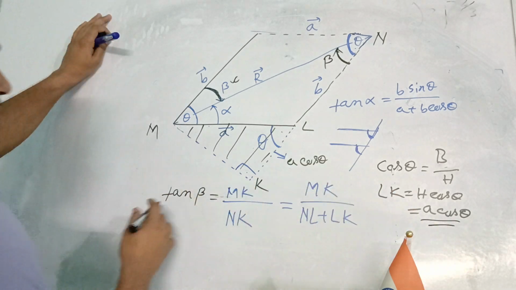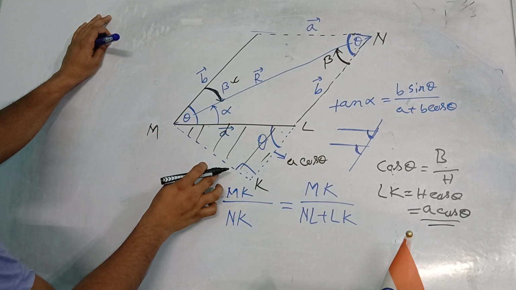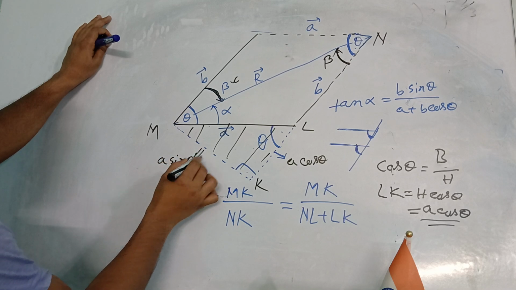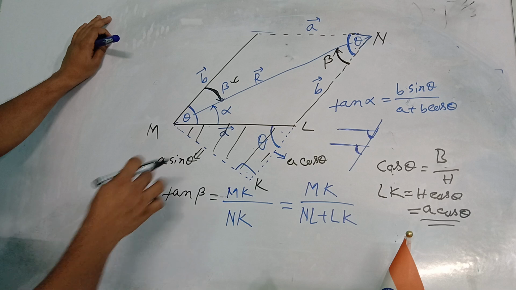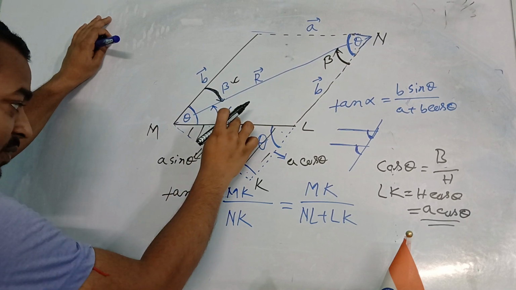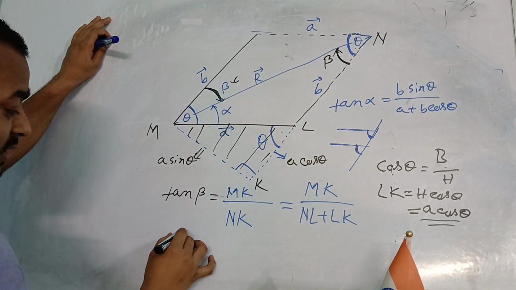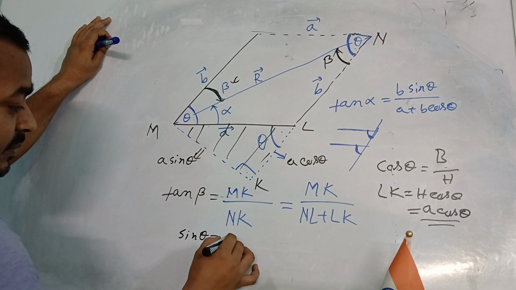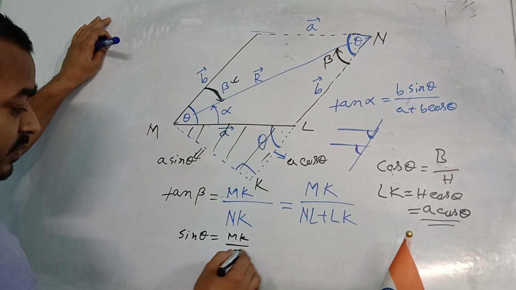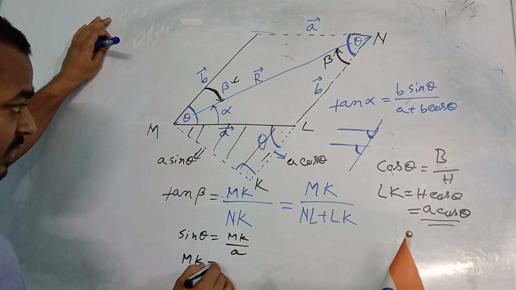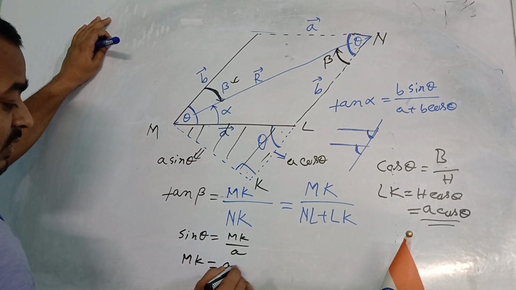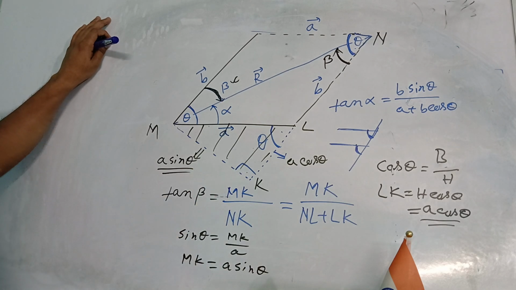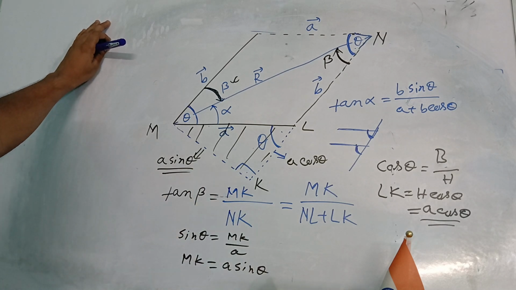Now our aim is what? We want to find MK. So what is the value of MK? It must be A sin theta, because it is the height and that is the hypotenuse. So again we can write, sin theta equals height MK divided by hypotenuse A. So MK equals A sin theta. That's why we are getting here A sin theta.